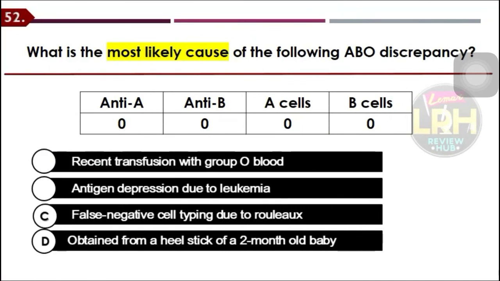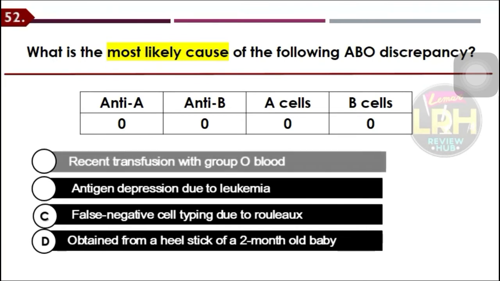For number 52, what is the most likely cause of the following ABO discrepancy? If you will notice, it did not react in both the forward and reverse typing. So if this is the case, that means there is no reaction in the reverse typing, and in the forward typing, that means there are missing or weak antigens. Right? Now, when antigens are missing or weak, like I said last time, we have to consider the patient's history or the patient's age. So what do you think is the answer here?